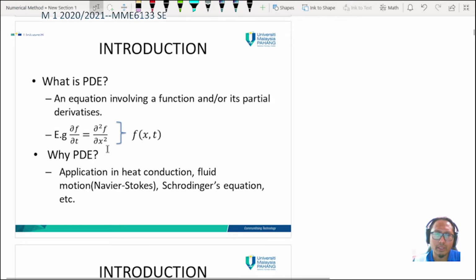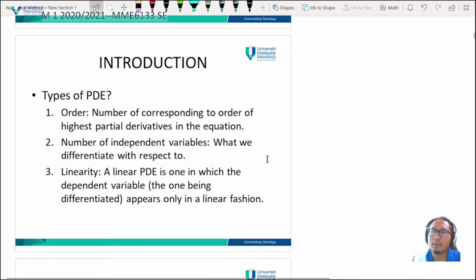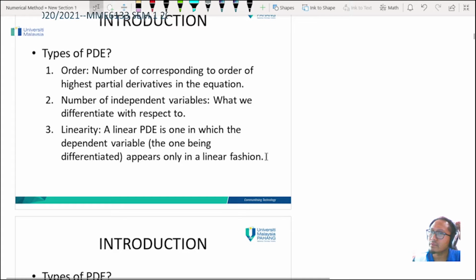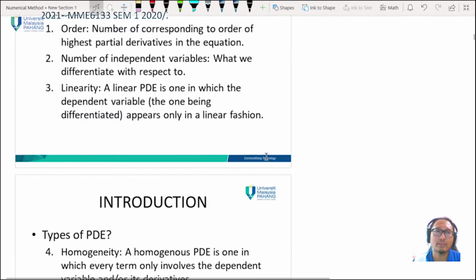So why should we learn PDE? PDE is applied in many fields in mechanical engineering, and in engineering itself. We can look at applications in heat conduction, fluid motion, the Navier-Stokes equations, the Schrodinger equation, etc. So what types of PDE are out there? We can classify or differentiate PDE by six different types.